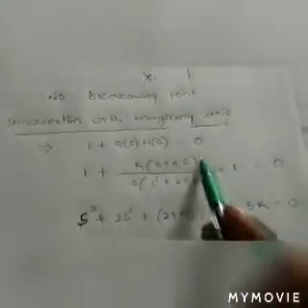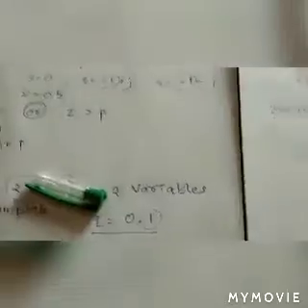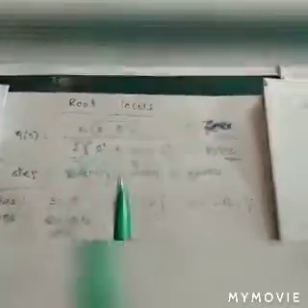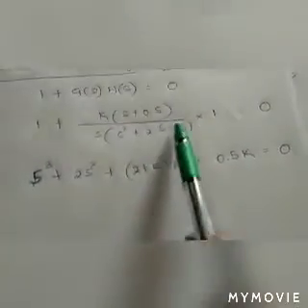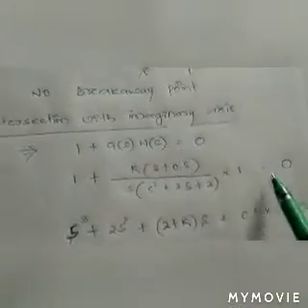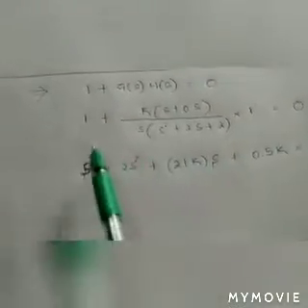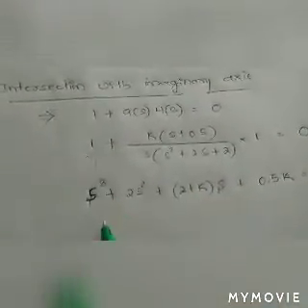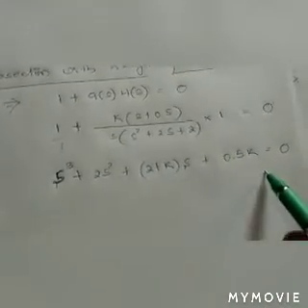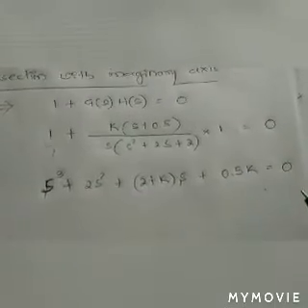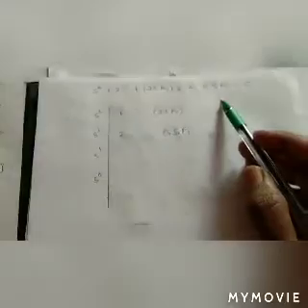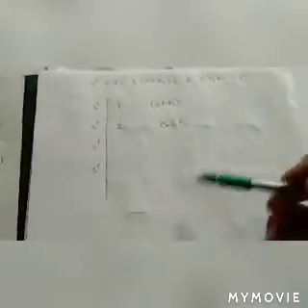1 plus, this is our G(s) here, the root locus G(s), the same thing I wrote here. H(s) is not given, so I assumed it as 1. 1 plus G(s) H(s) equals 0. If you solve this by taking the LCM, you will get this equation. Then form the Routh array for this characteristic equation. So for intersection with imaginary axis, we got the characteristic equation. Now we need to form the Routh array.